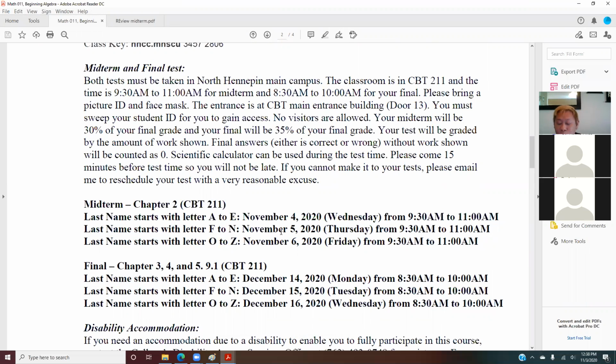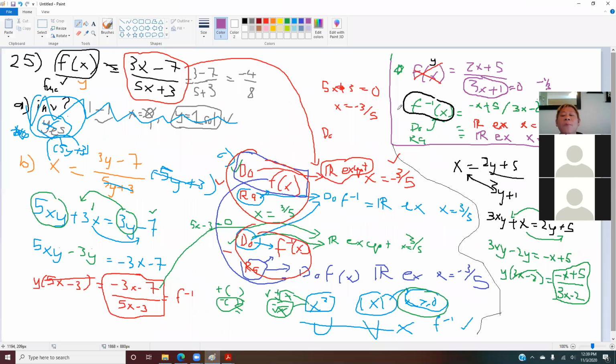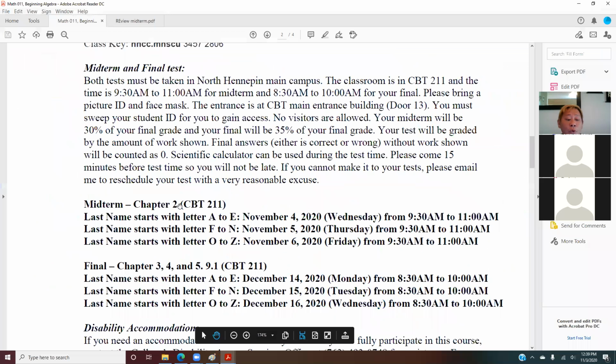There are 10 questions in the midterm. One of the questions is number 25, this one, let me tell you that. One of the questions is going to be a word problem, so we'll go through a word problem. One word problem out of the 10 questions, and the other ones look like this, 25. Make sure the room is CBT 211. It covers chapter 2, sections 2.1 to 2.7.